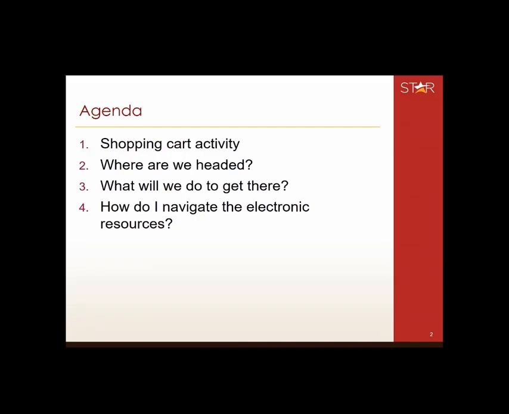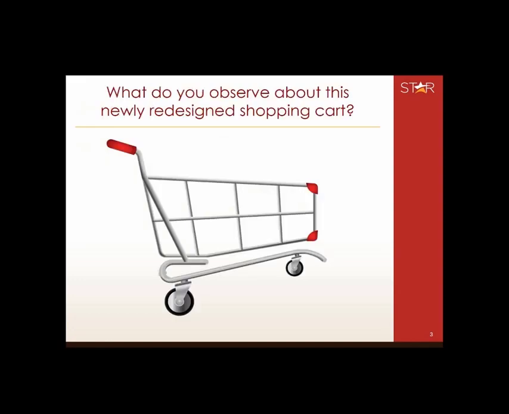We're going to begin with this newly redesigned shopping cart. Look carefully and then jot down at least 3 things that you observe about the cart. What do you observe about this newly redesigned shopping cart? The cart is different from your usual shopping cart. The slats on the basket portion of the cart are very wide. There are only 2 wheels. The wheels are on a single rail. And the front wheel is much smaller than the back wheel.